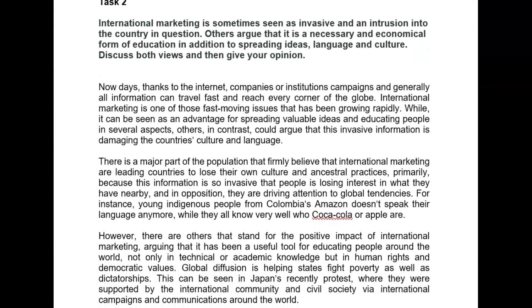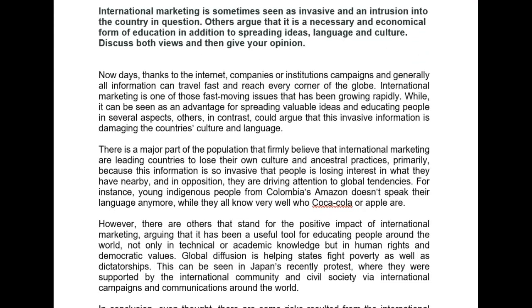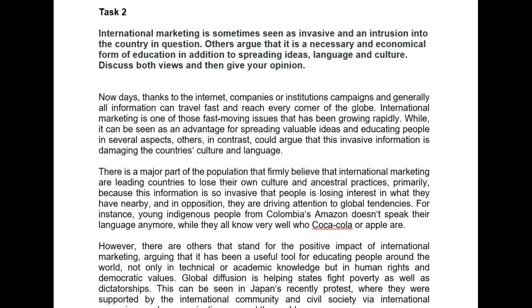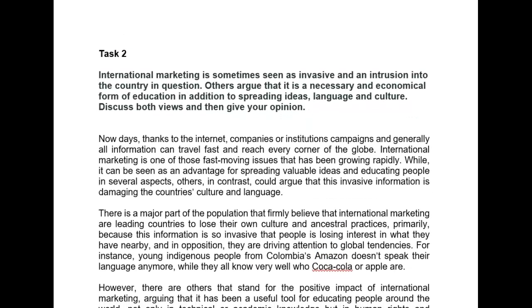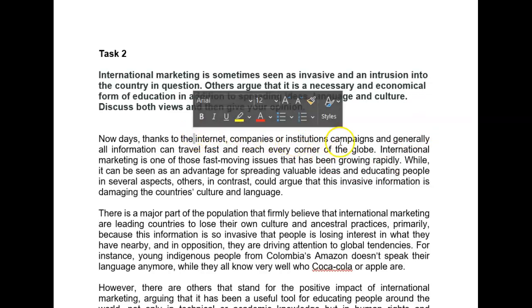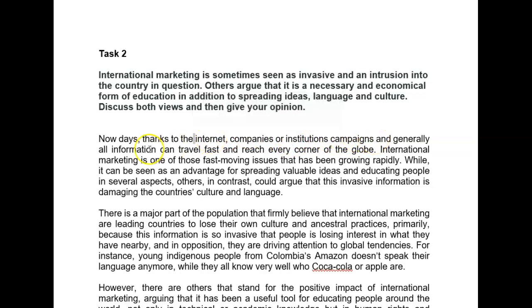Okay, international marketing. Now, this is a nice essay you've done me. What I would comment on is that I think your paragraphs need more organization, and I think you need some really good examples in here to help you. You've mentioned Japan, you've mentioned Amazon and Coca-Cola, but we need just to get the paragraphs in a nice order, maybe. So nowadays, thanks to the internet, now you have the capital I with internet, always capital I. Companies or institutions, campaigns, and generally all information can travel fast and reach every corner of the globe.